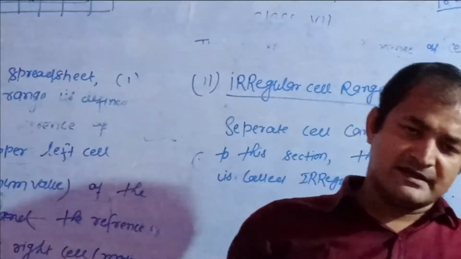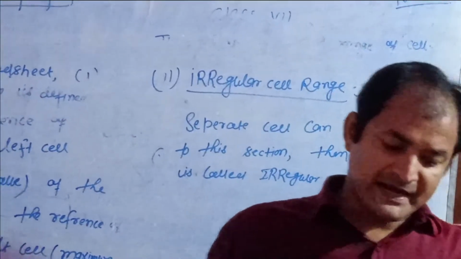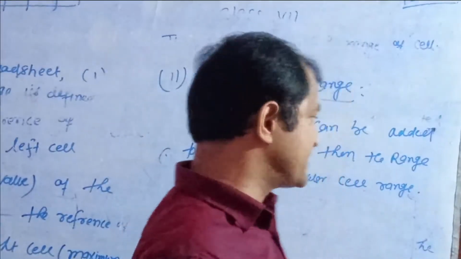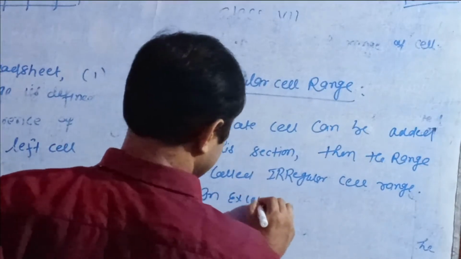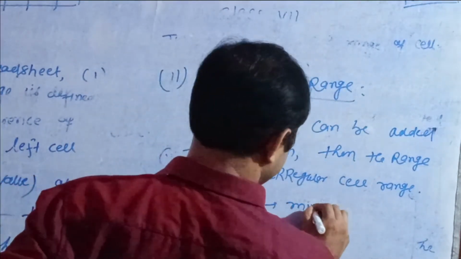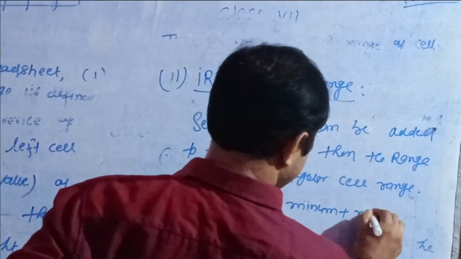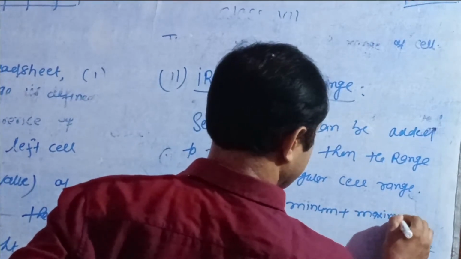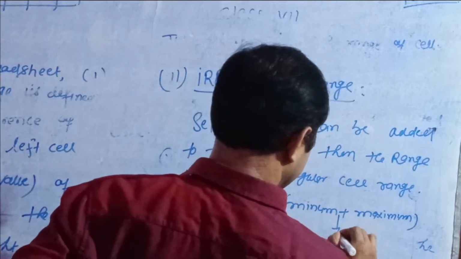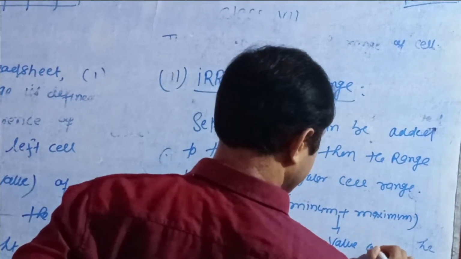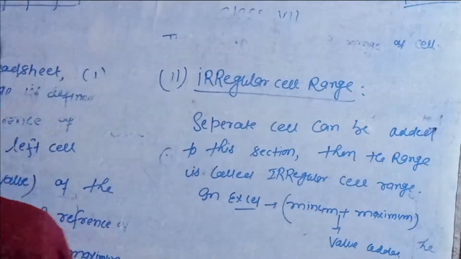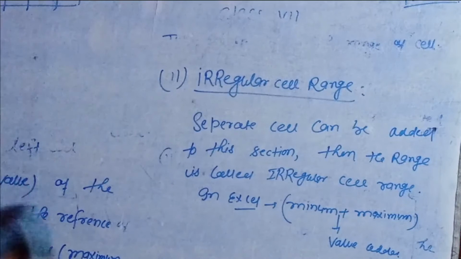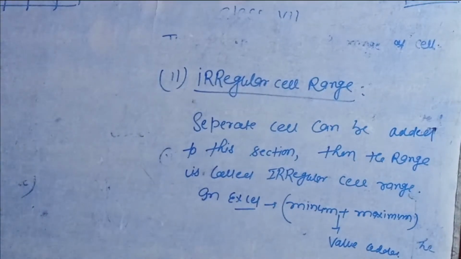In Excel, the minimum and the maximum value are included. This is the irregular cell range. This is the diagram. I show the diagram of the irregular cell range.